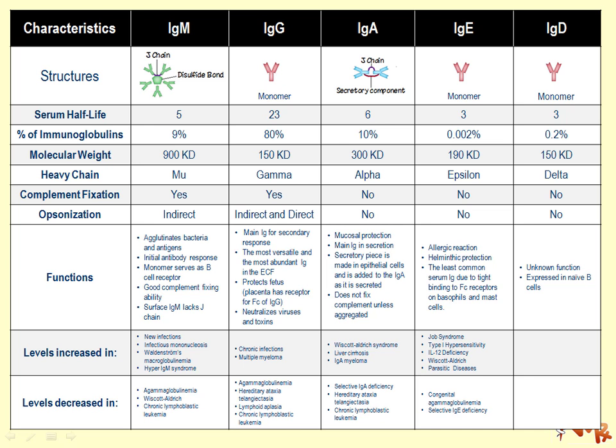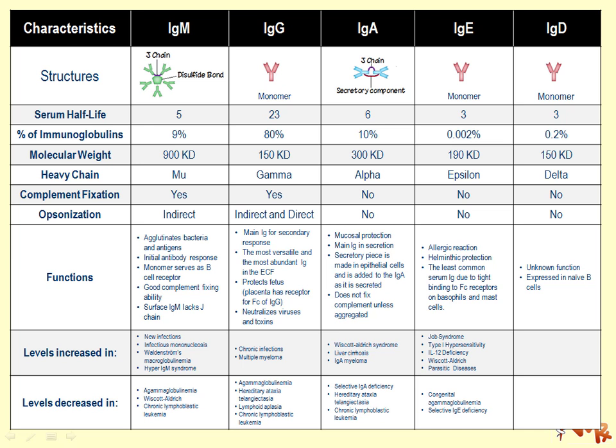More specifically, to look at the functions of these antibodies, IgM agglutinates bacteria and antigens. It has a very powerful agglutinating function because it is a pentamer. It has actually 10 sites on its surface for binding to the bacteria and causing their agglutination and, if you wish, precipitation. It doesn't exactly mean agglutination, but at least it helps you to understand the concept better.